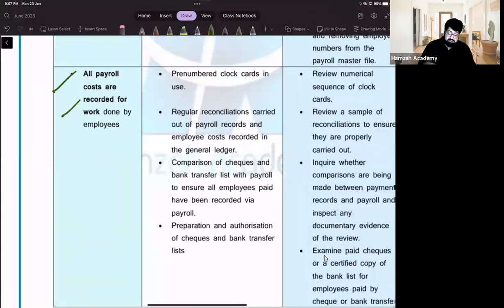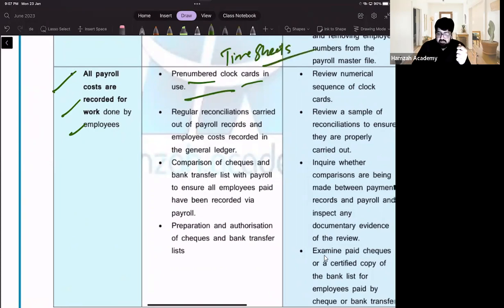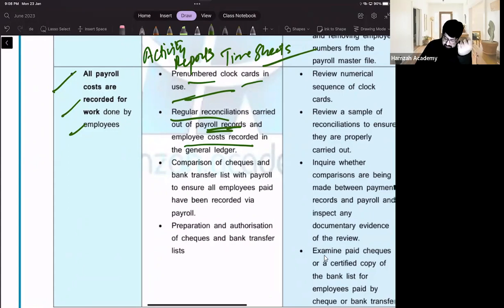All payroll costs are recorded. So pre-numbered clock cards, pre-numbered timesheets, activity reports, meaning different names can be there as per company. Pre-numbered, so that nothing could be misplaced. And payroll records and employees' cost in the accounts should be reconciled on a regular basis, so that the cost has been correctly updated as per the record.